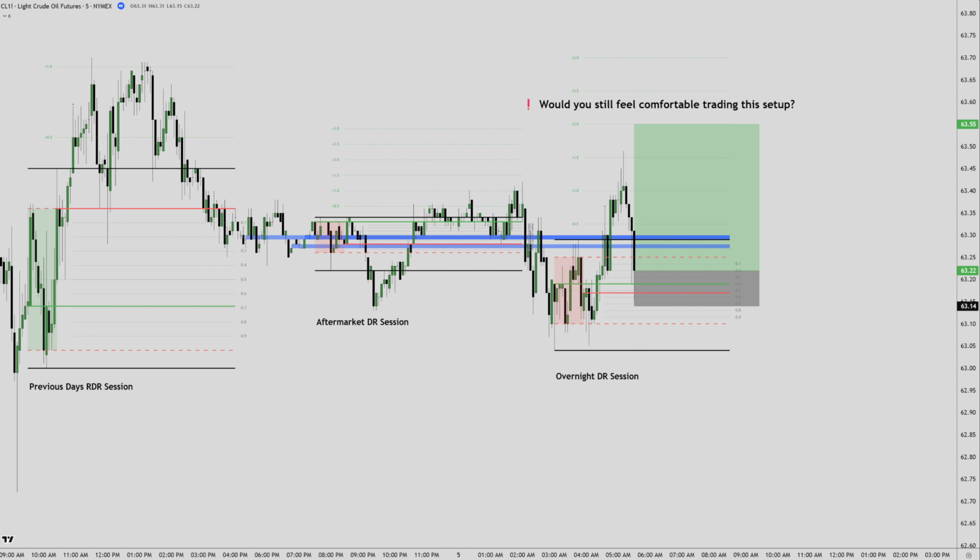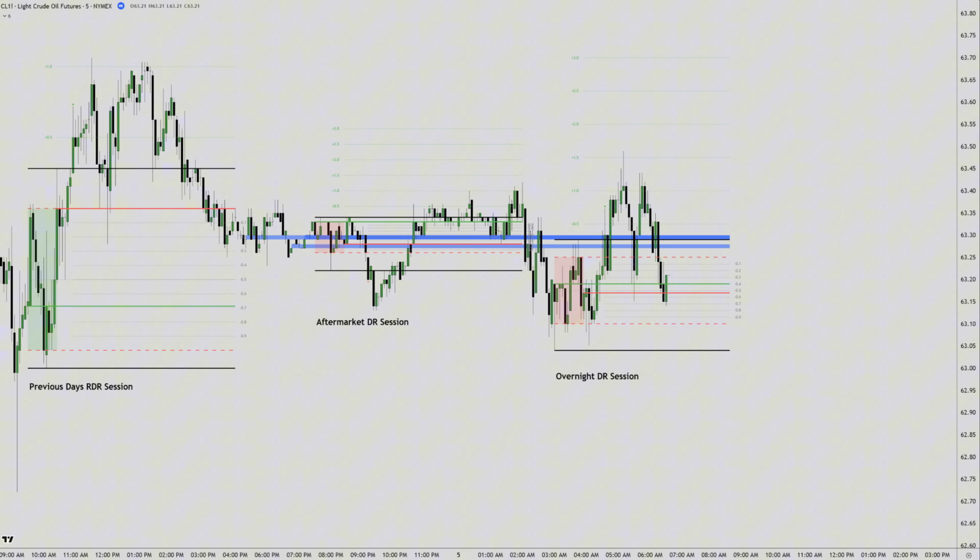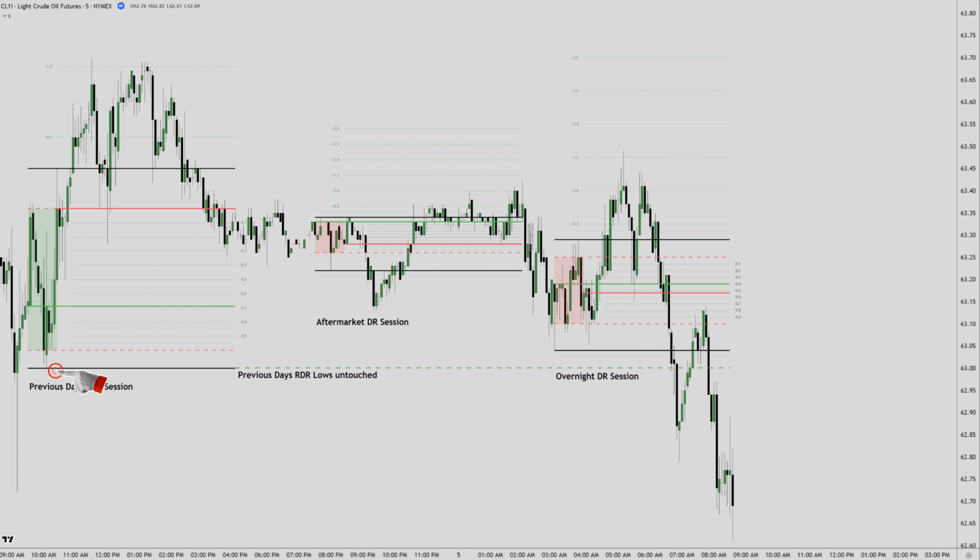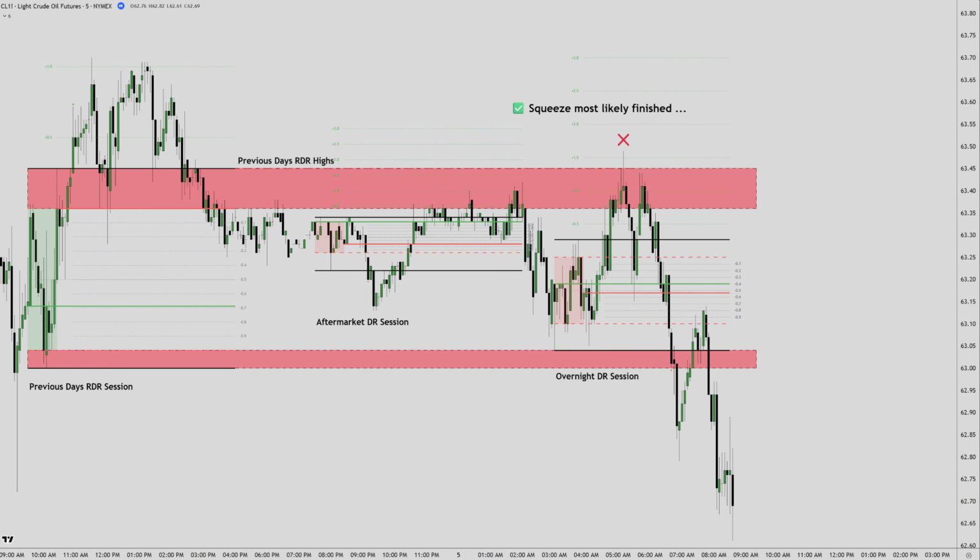Think of trading like chess. If you can read the board one move ahead, you avoid the traps and play with confidence. Price pushes higher, fails to make a new high, and targets the opposite side of the range to confirm a DR false session. This move was kind of obvious, especially with the previous day's RDR lows staying untouched. It was just a matter of time for this to happen.